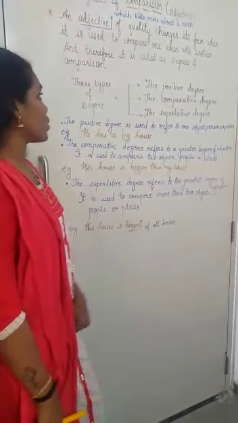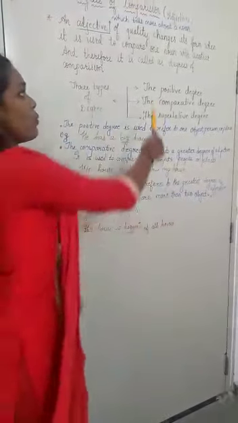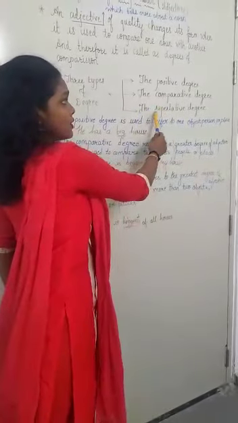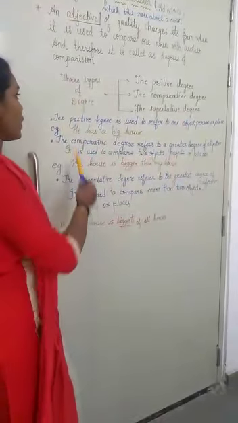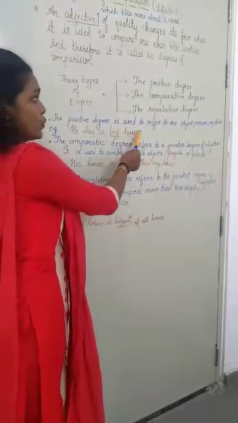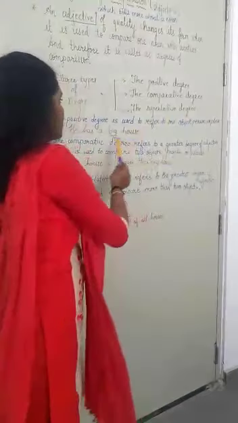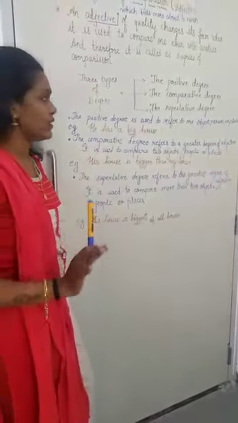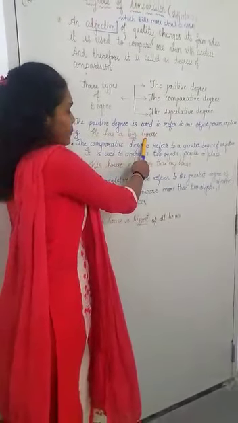So, there are three types of degrees of comparison. The first one is positive degree, second the comparative degree, third the superlative degree. Let's see what is a positive degree. The positive degree is used to refer to one object, person or place. So, positive degree does not compare anything. It only describes. Example, he has a big house.